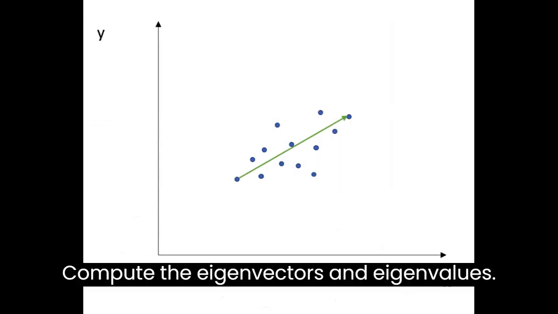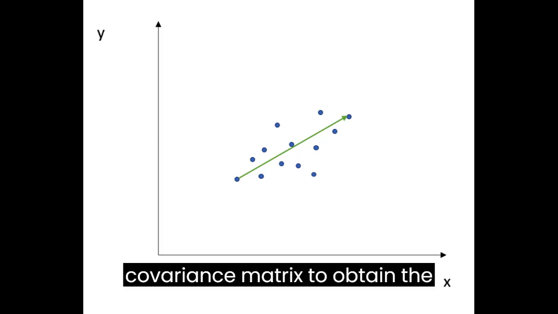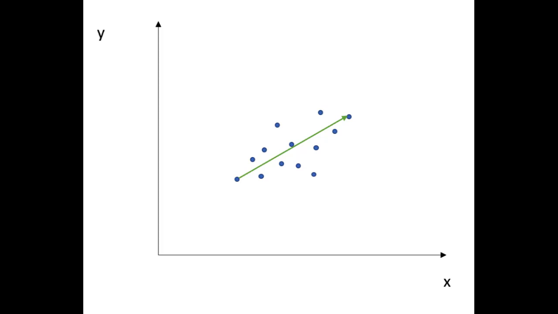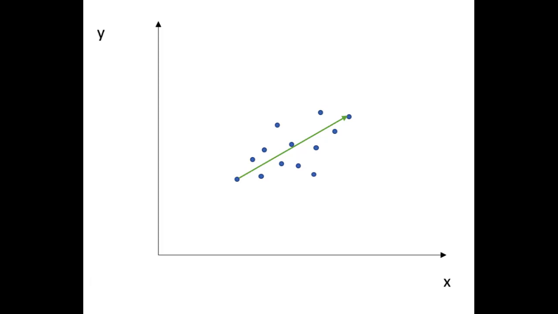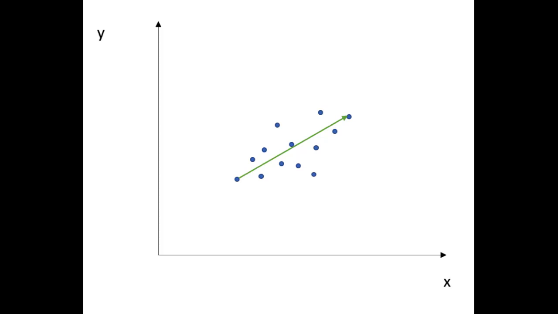Step 4. Compute the eigenvectors and eigenvalues. Perform an eigendecomposition on the covariance matrix to obtain the eigenvectors and eigenvalues. The eigenvectors represent the principal components, while the corresponding eigenvalues indicate the amount of variance explained by each component.